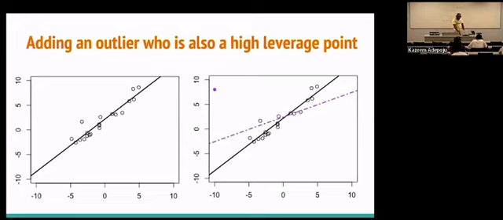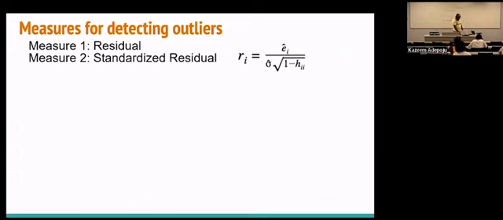Now, we want to talk about measures for detecting outliers. Before police pull somebody over, police must have suspected something. Before you can know how to deal with an outlier, you need to first have a measure to detect outliers. What are these measures? That's what I want to talk about now.